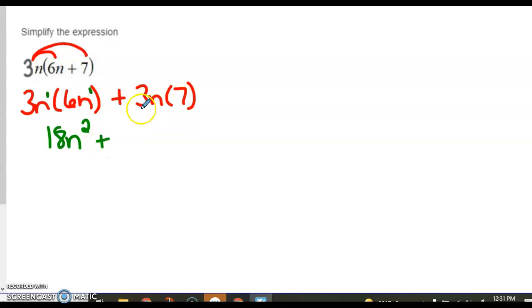All right, and then 3 times 7 is 21. And in this case, I only have one n, so I don't need to change the exponent. It's just an n. You can't combine those, so that is your final answer.